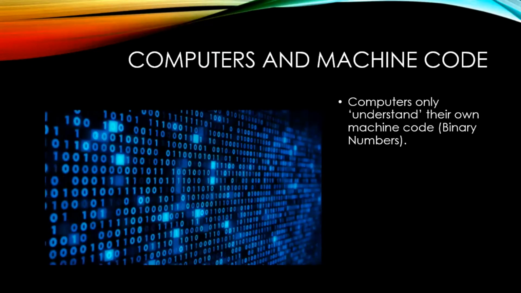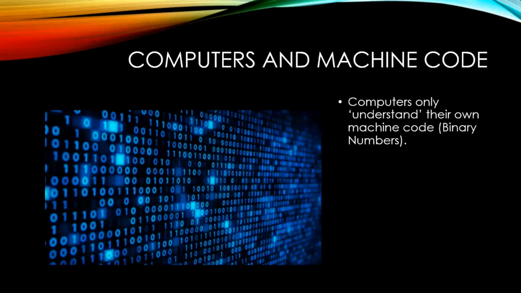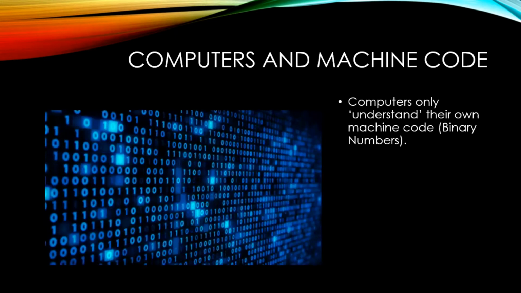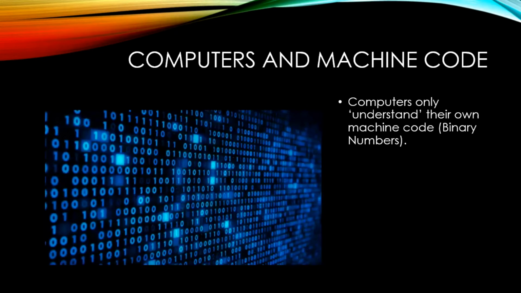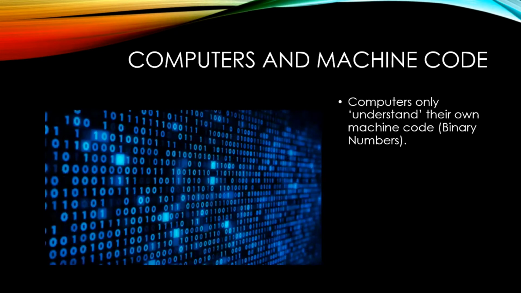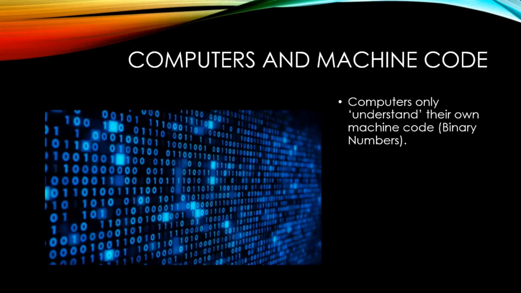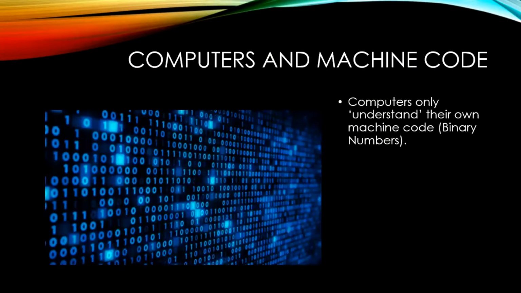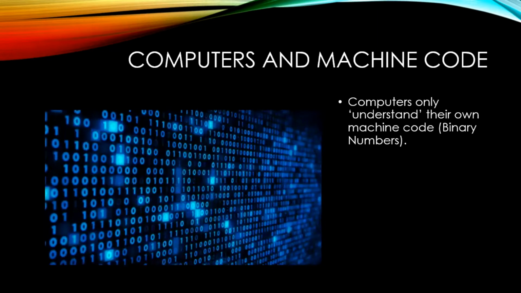Alright, as you know, when we speak of computers and machine code, here I'm speaking about computers understanding binary numbers or hexadecimal numbers. So it's obvious, computers are made up of electronic devices, and these electronic devices, in turn, make use of binary numbers. So the only data format that computers understand is binary numbers in the form of zeros and ones.